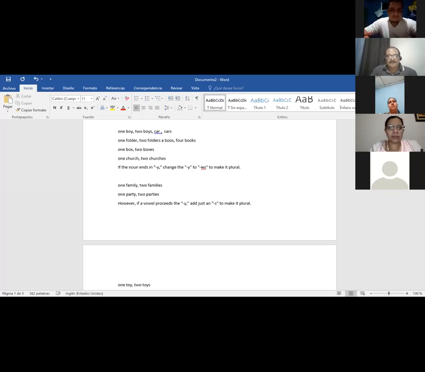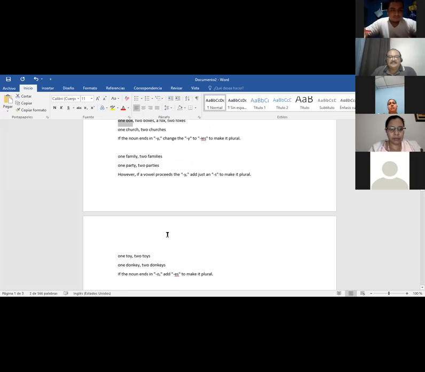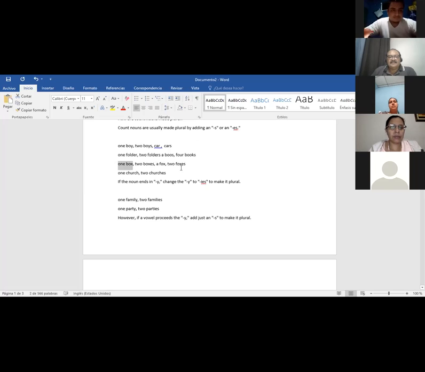We also have, what else? A fox, and then we have two foxes, when they finish with X. Here the majority have the S, but when they have the X at the end, it's ES. So these are the differences: box, boxes, fox, foxes. Church, and then you have churches.